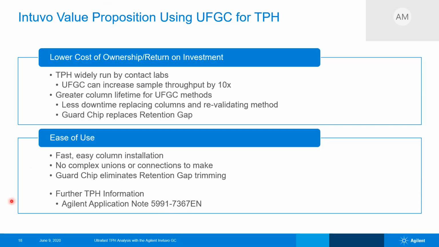Perfect. Thank you. Our next question, can the Intuvo be used to run Texas method 1005? It uses carbon ranges of C6 to C12, greater than C12 to C28, and greater than C28 to C35.